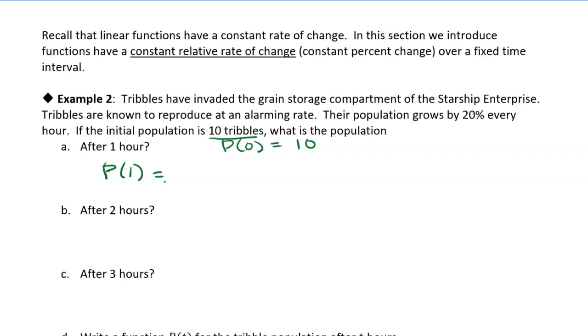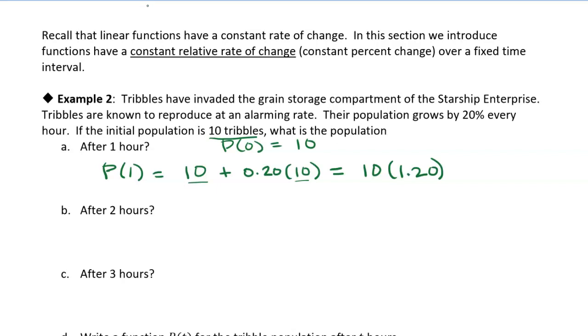So essentially we're going to have the 10 tribbles that we started out with plus 20%, 0.20 of that population, right? Now I can factor out the 10. I could just calculate it as it is, but I want to point out that you could factor out this 10 and you would have 10 times 1.2, or you could just write it as 1.2 if I wanted to.